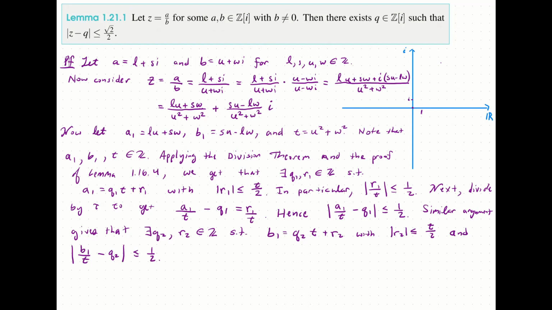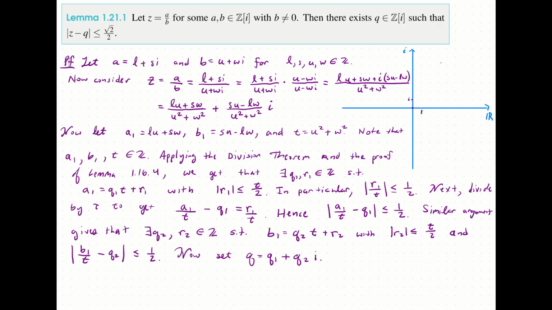And now, this is the benefit of this proof versus the argument that I mentioned geometrically, that we know from the fact that the shortest distance from any point in a square to a vertex is root 2 over 2. Here we are actually going to be able to construct the Gaussian integer q, and it's going to be the following quantity. We're going to let q be just q1 plus q2 i. So now set q to be equal to q1 plus q2 i.